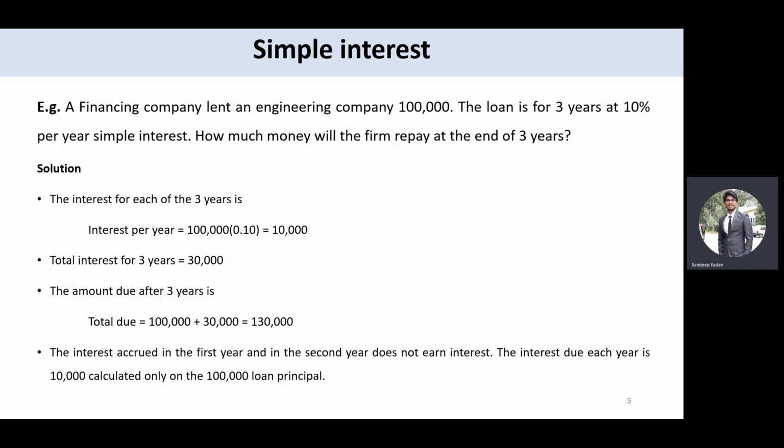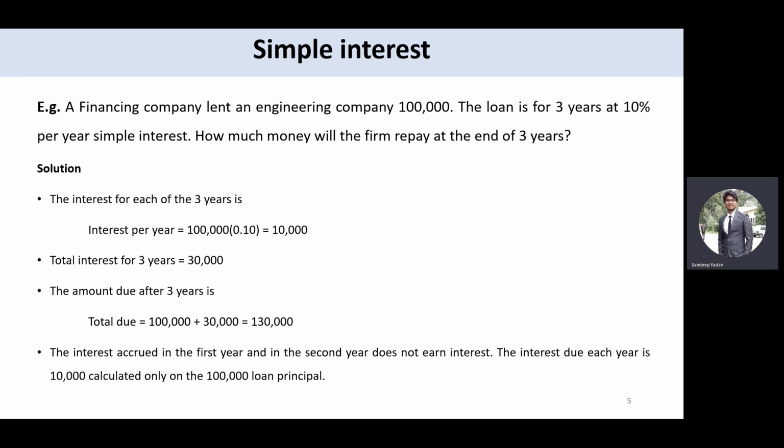Let's move on with an example. Suppose a financing company lent an engineering company 100,000 rupees, that is 1 lakh rupees, as a loan for 3 years at an interest rate of 10%, simple interest. Now we have to calculate how much money the firm will repay at the end of 3 years.